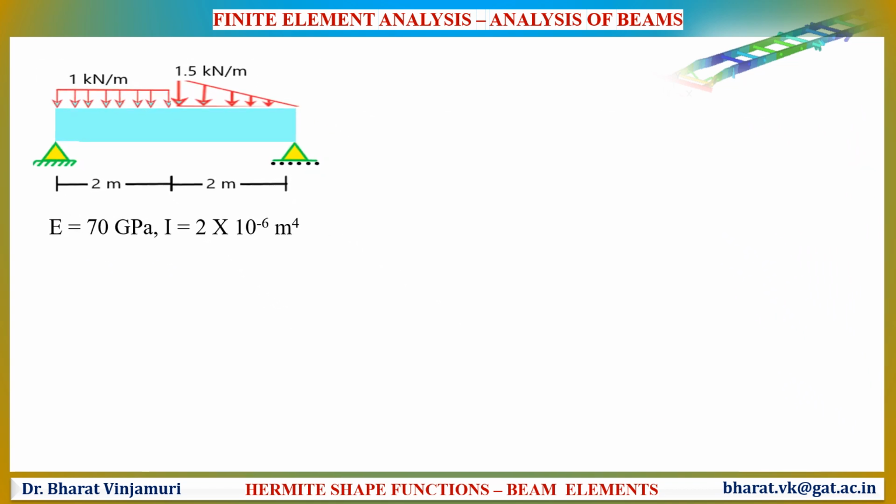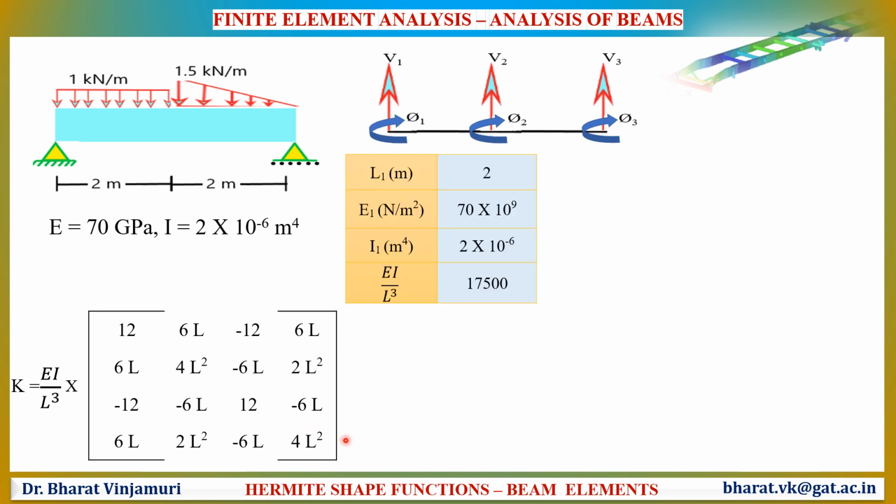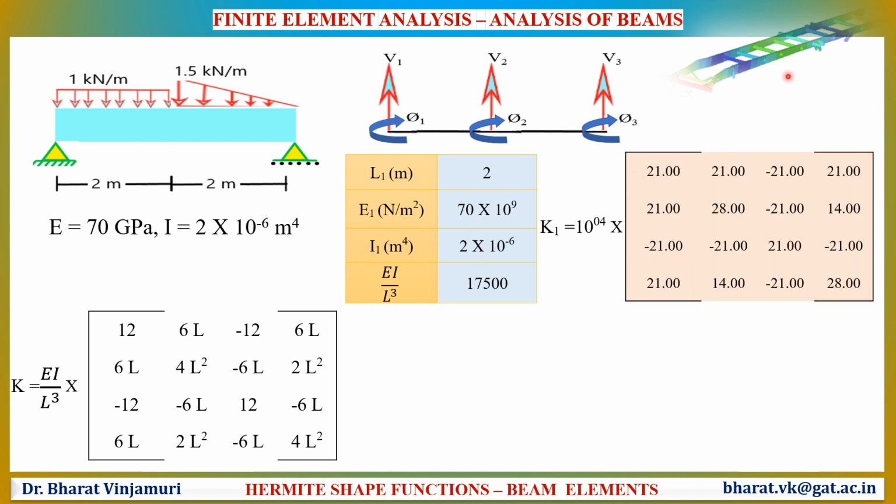Let us start this numerical by converting to the finite element model. The finite element model of the structure will have 2 elements and a total of 6 degrees of freedom. The stiffness matrix will be obtained by using the following equation. By using the values of element 1 and substituting these values in the stiffness matrix, we will be able to obtain the stiffness matrix of the first element.